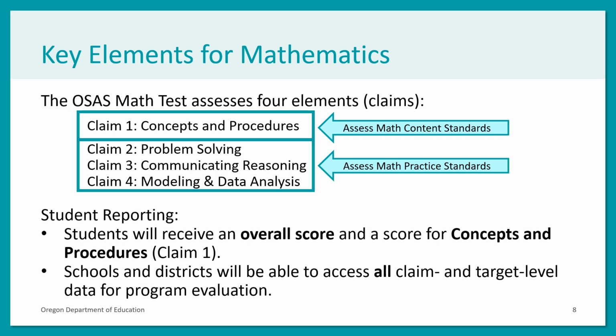The OSAS Math test also combines 4 areas, or claims, of mathematics into one test. Claim 1 is concepts and procedures, Claim 2 is problem solving, Claim 3 is communicating reasoning, and Claim 4 is modeling and data analysis. Claim 1 items assess Oregon's math content standards. Items in Claims 2 through 4 assess Oregon's math practice standards. Students will receive an overall score and a Claim 1 score. Schools and districts will have access to all claim and target level data for program evaluation and planning. Again, please check the Oregon Accessibility Manual for specific allowable supports.